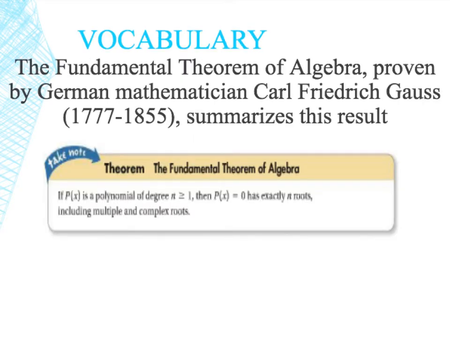Alright, so the fundamental theorem of algebra comes from Carl Friedrich Gauss, who was a German mathematician. And basically the theorem says if a polynomial function of degree n is greater than or equal to 1, then the function when set equal to 0 has exactly n roots, including multiple and complex roots. So basically the highest degree of your polynomial is the exact amount of roots that you will have for your equation. So let's go through that.